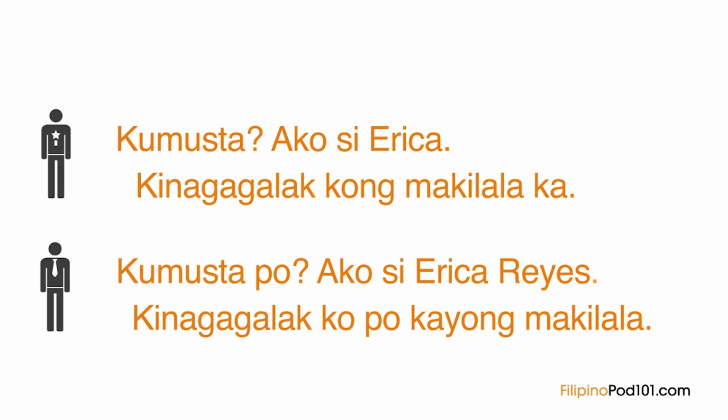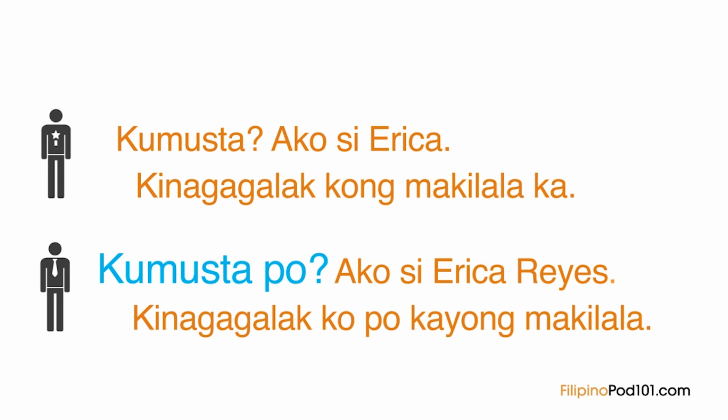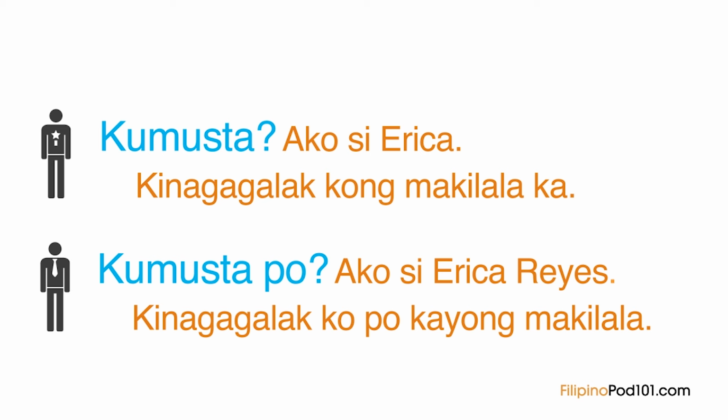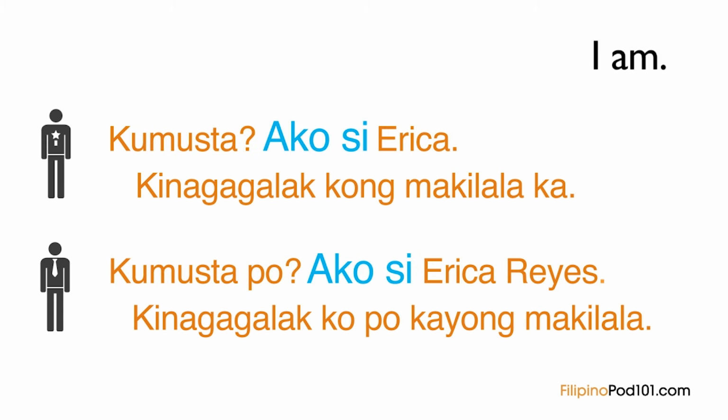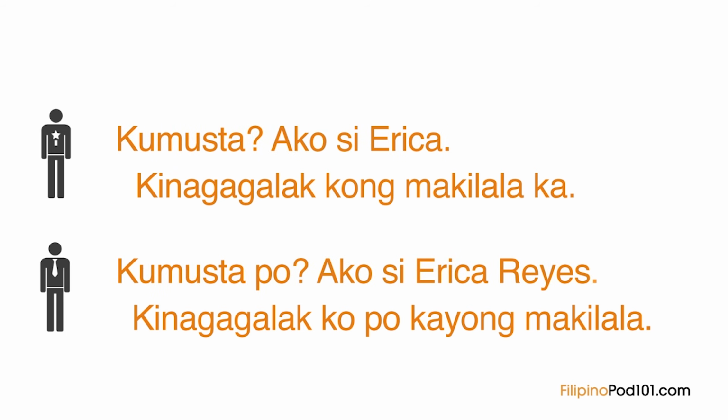Did you notice the word po in this introduction? Let's compare it with the informal introduction we learned earlier. First, we have kamusta po instead of just kamusta. As we've said before, kamusta means how are you and has essentially the same use as hi in English. It comes from the Spanish phrase como está. We add the word po to this to make it polite. For the next sentence, there is no need to change ako si or I am. However, saying your full name is considered more formal. In the Philippines, we say our first names first and last names last.